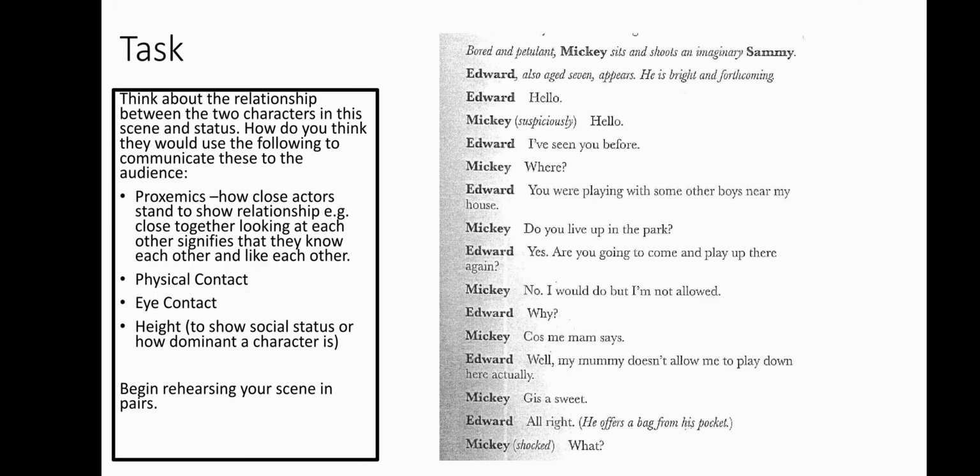Now think about the relationship between the 2 characters in this scene and their status. How do you think they would use the following to communicate these to an audience? Proxemics. How close are the actors on stage? For example, if they are standing close together and touching one another, that signifies that they know each other well and they like each other. If they're further apart, this suggests that perhaps they don't know each other or maybe they don't like each other.